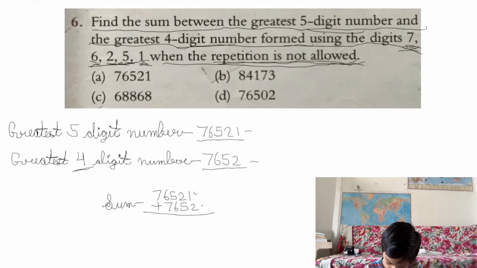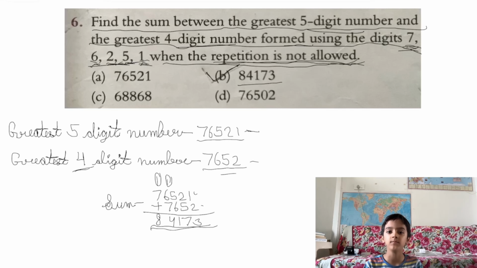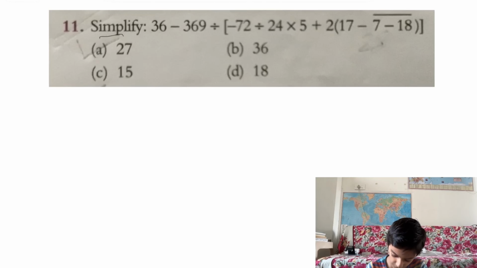1 plus 2, 3. 2 plus 5, 7. 5 plus 6, 11, 1 carry over. 6 plus 1, 7, plus 7, 14, 4, 1 carry over. Here 1 plus 7 is equal to 8. So the sum of the greatest 5-digit number and the greatest 4-digit number is 84,173. So 84,173 is option B in this question. So the correct answer of this question is option B, which is 84,173.